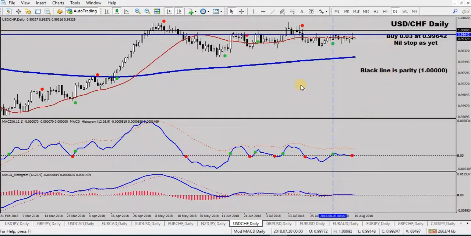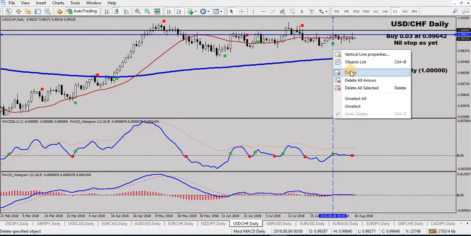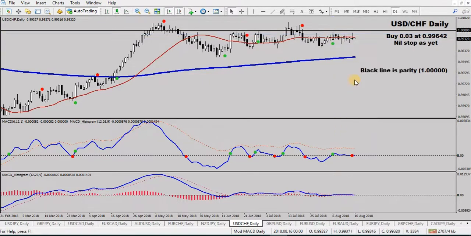USD Swiss franc, I was in a buy here, back at this level. It's been going sideways. This morning got a confirmed cross of the fast MACD to the downside, so all I've done is close that buy, so that buy is no longer in play. Took a small 35 pip loss or something like that, not much at all.